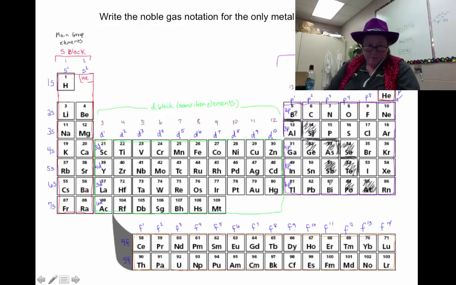Now, one thing that this periodic table is missing in its labels is the fact that between here and here, we have the 4f and the 5f elements.